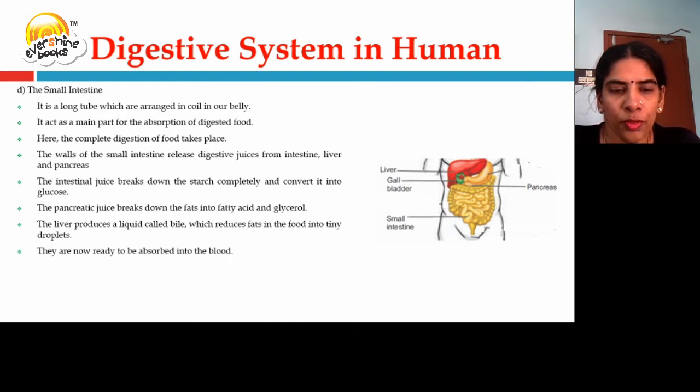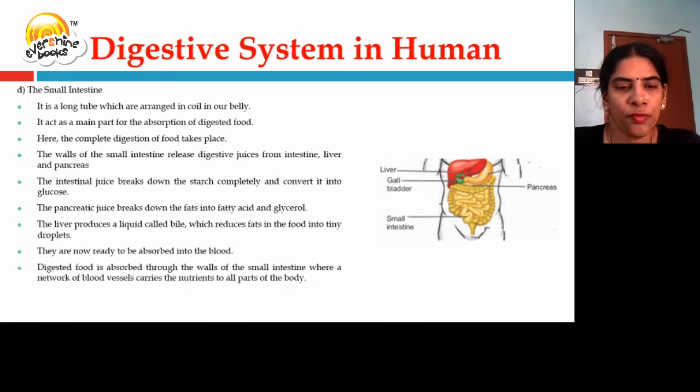Now, the food is ready for absorption into the blood. Digested food is absorbed through the walls of the small intestine, where a network of blood vessels carries the nutrients to all parts of the body.